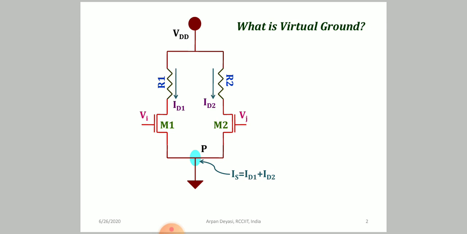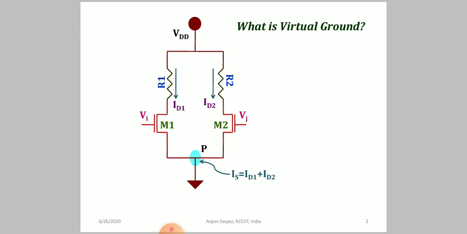But if both the MOSFETs are on, then if Vi and Vj are very close, and R1 and R2 are also very close, then it's very simple that you may assume that the currents ID1 and ID2 are very close to each other. Now in that case, if one MOSFET is off and another MOSFET is on, then the sum current Is should be the same.